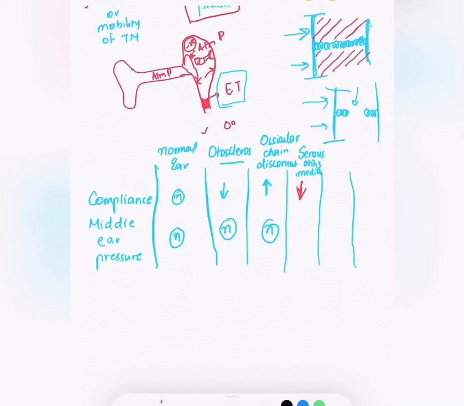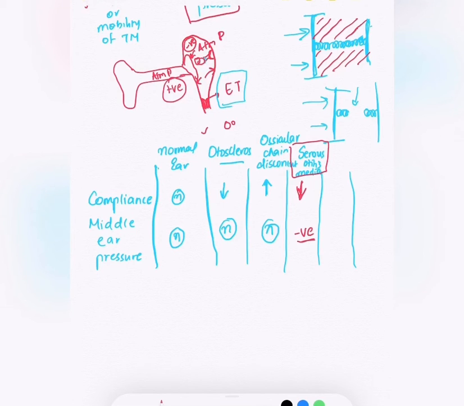And what happens to the middle ear pressure? Negative. Why negative? I told you the air gets absorbed, and the air cannot enter, so obviously the pressure would be negative here and positive outside. So middle ear pressure is negative and the compliance is decreased. Serous otitis media. Fine.